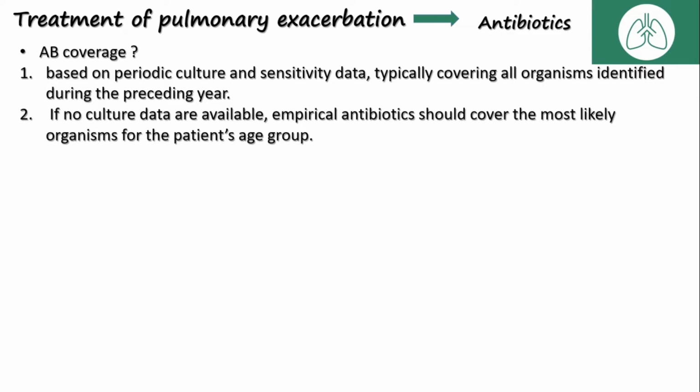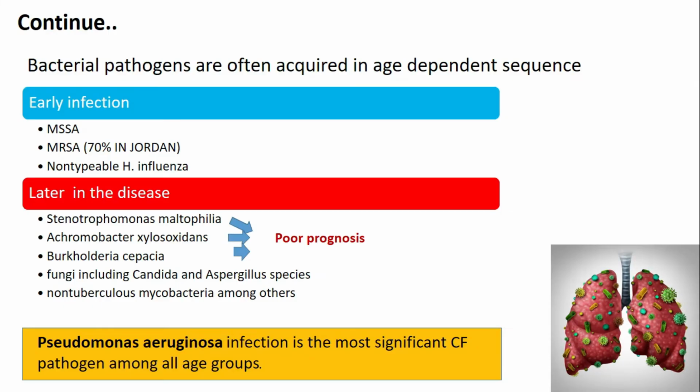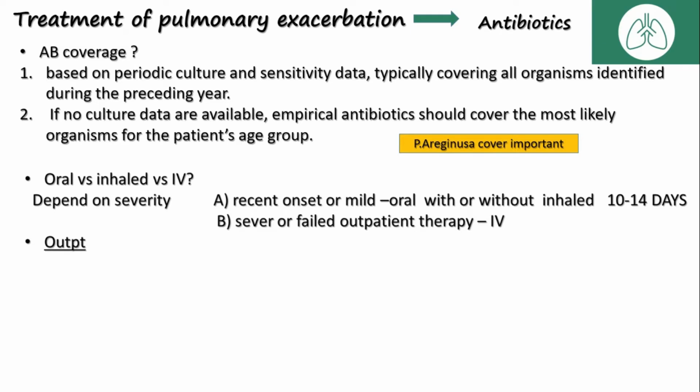What if no culture data are available? Here, we depend on an empirical antibiotic that should cover the most likely organisms for the patient's age group. As you see here, bacterial pathogens are often acquired in an age-dependent sequence. In early infection, the most suspected infection is caused by MSSA, MRSA, and non-typable H. influenzae. Later in the disease, we should expect more dangerous bacteria like Stenotrophomonas maltophilia, Burkholderia species, and others. And the most important information is that Pseudomonas aeruginosa infection is the most significant cystic fibrosis pathogen among all age groups. It's important to cover Pseudomonas aeruginosa.